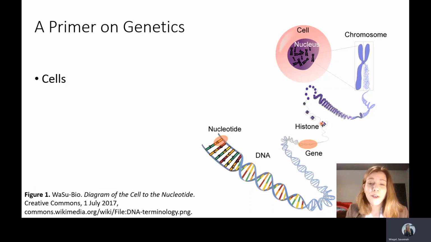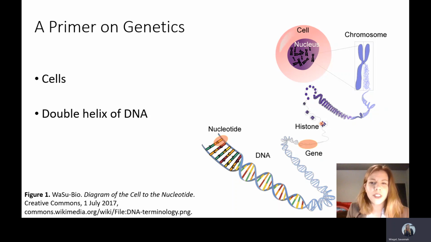So I'll begin with a brief overview on genetics. The cell is the most basic unit of life, and if we look inside the nucleus of the cell, this is where we have the DNA, which is a double helix, and genes are also located on this DNA. And so genes are like the blueprint for the cell and the organism.